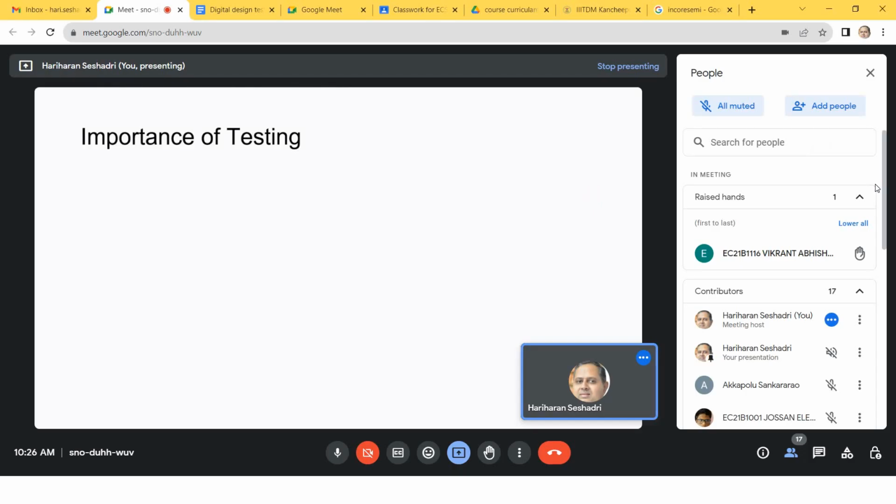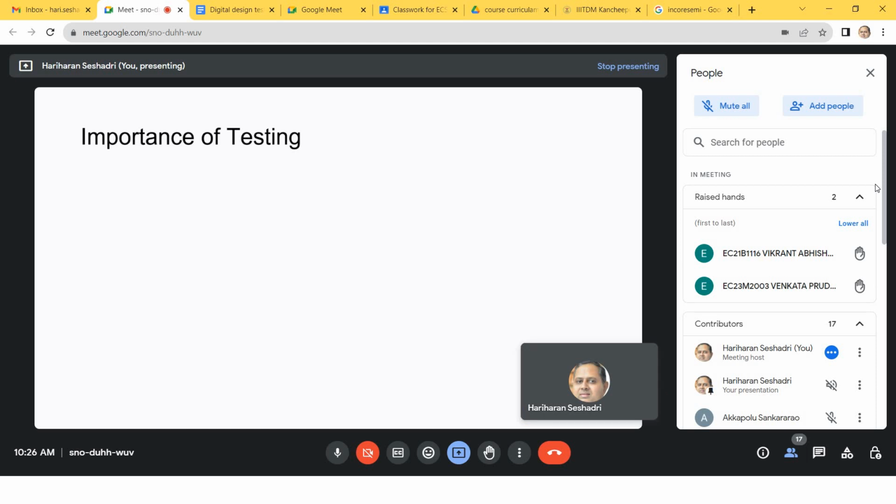What is testing we are seeing? So why is it important? We indirectly discussed. So can any one of you say why testing is important? Raise your hands. To save the company's reputation. Okay, good answer.